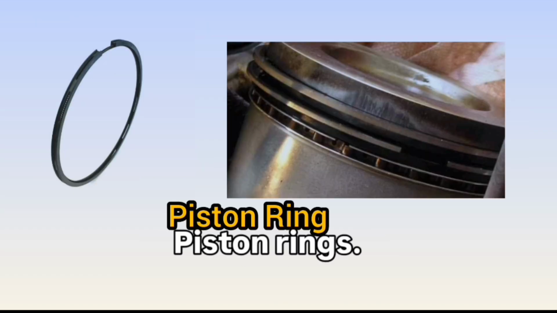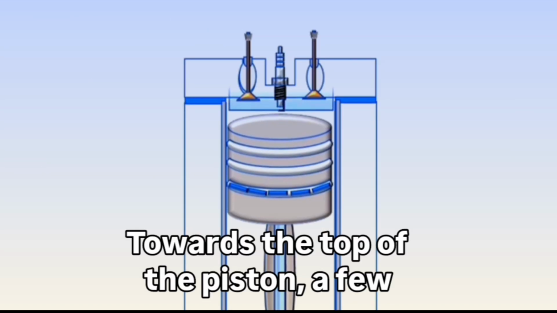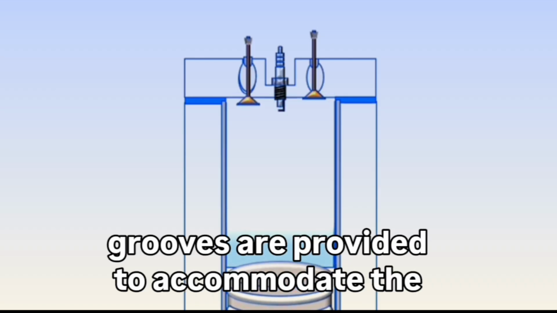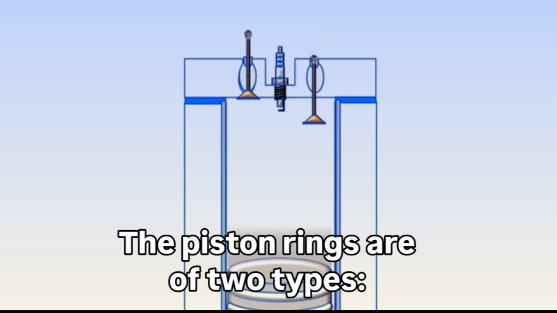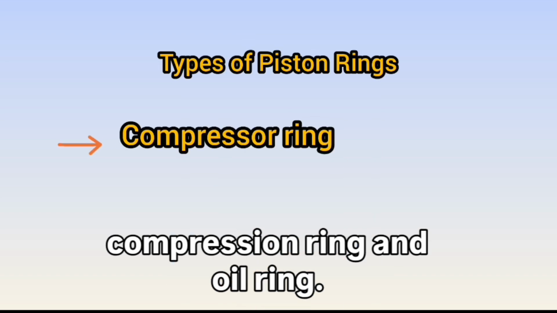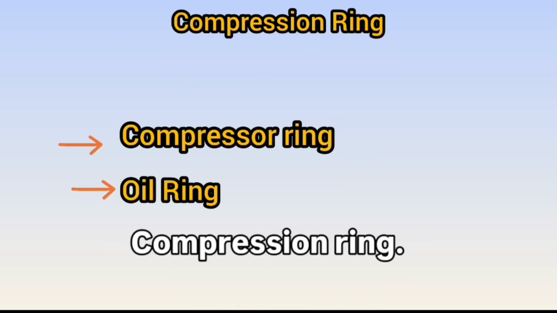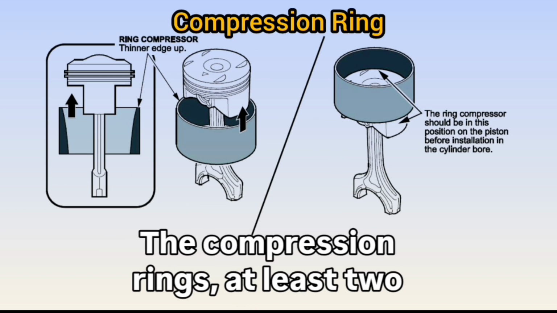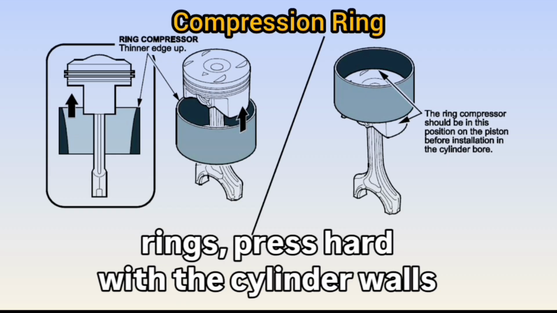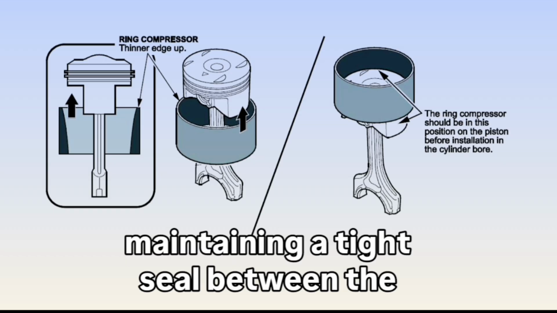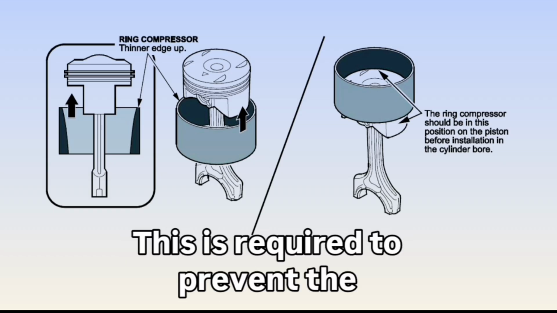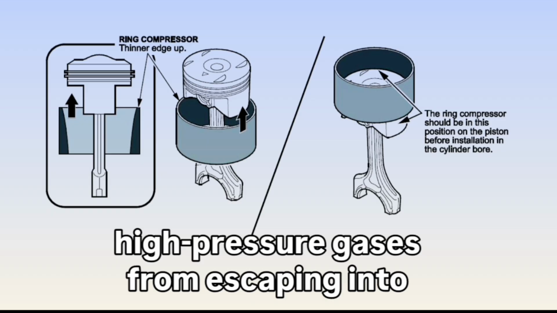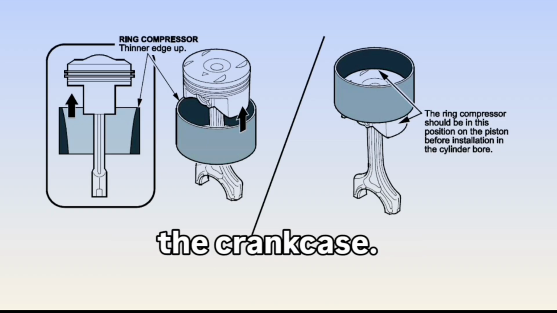Piston rings. Towards the top of the piston, a few grooves are provided to accommodate the piston rings. The piston rings are of two types, compression ring and oil ring. Compression ring. The compression rings, at least two rings, press hard with the cylinder walls, maintaining a tight seal between the piston and the cylinder. This is required to prevent the high-pressure gases from escaping into the crankcase.